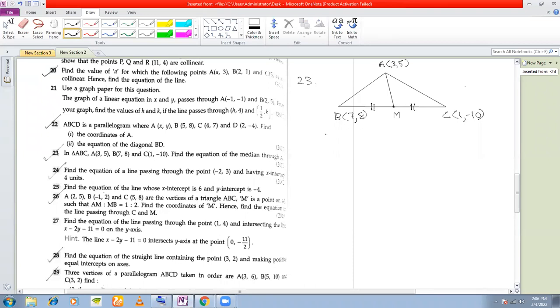Let's find out the coordinates of M. Coordinates of M is (x1 plus x2) by 2, that is (7 plus 1) by 2, and (8 minus 10) by 2, which is equal to M (4, -1). So we have got the coordinates of M as (4, -1).